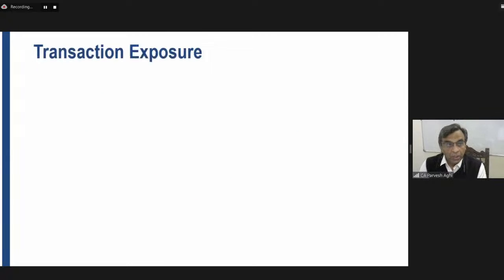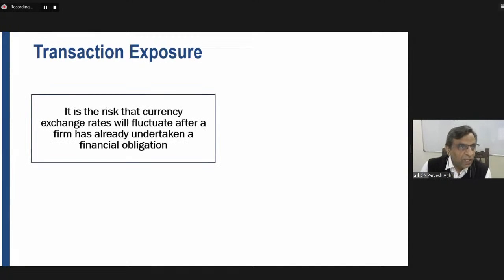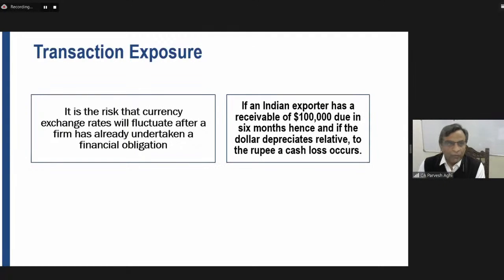We'll be doing some examples to understand more about the translation, operating, and transaction exposures in the coming slides. So let's focus now on the transaction exposure. It is a risk that the currency exchange rate will fluctuate after a firm has already undertaken an obligation. So, for example, if an Indian exporter has a receivable of 1 lakh US dollars due in 6 months, and the dollar depreciates relative to the rupee, a cash loss occurs.